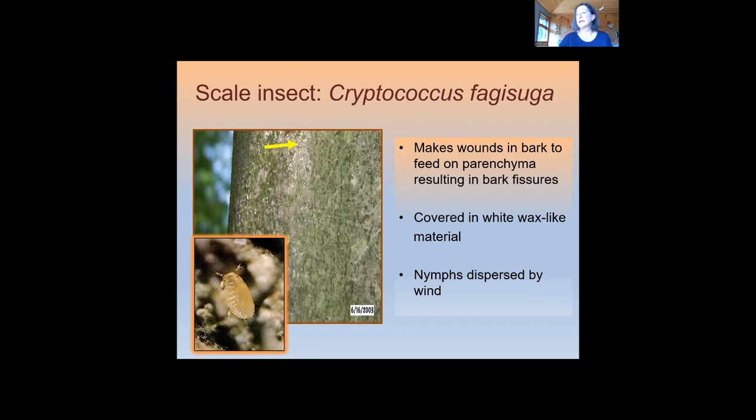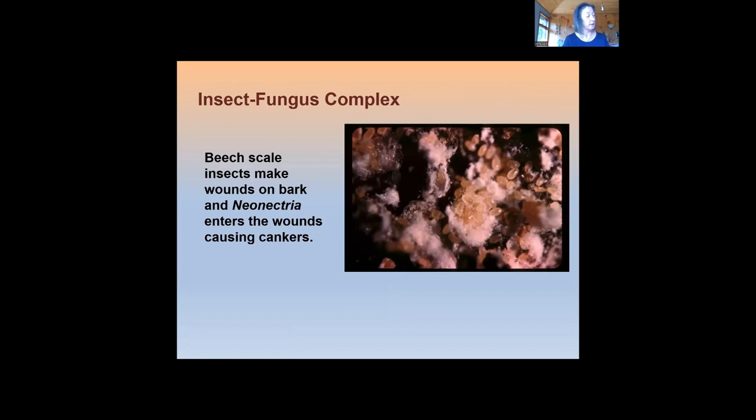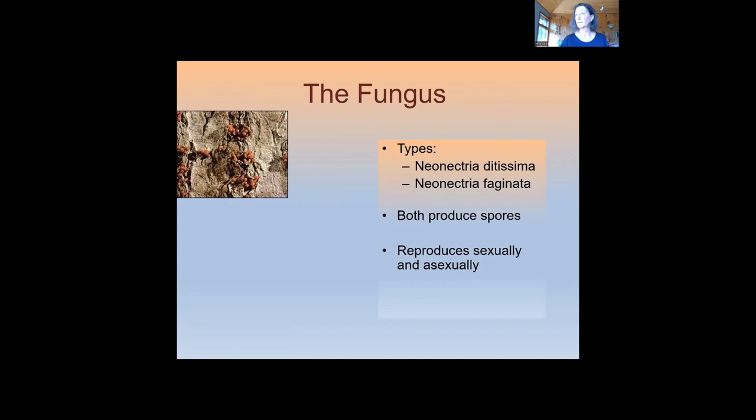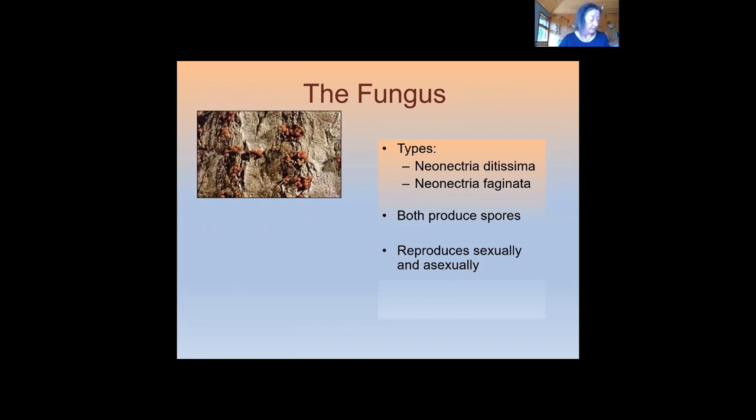The nymphs are very tiny, and they're dispersed by wind. And here's a close-up of the little insects, the little nymphs, and the white waxy substance in the wounds. There are two types of fungi, and this will infect the fissures in the bark, and this starts phase two of the complex, referred to as the killing front.